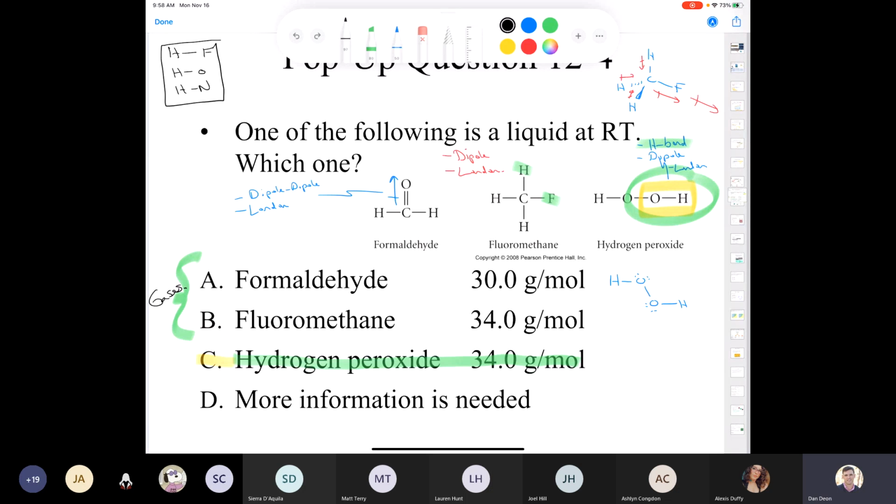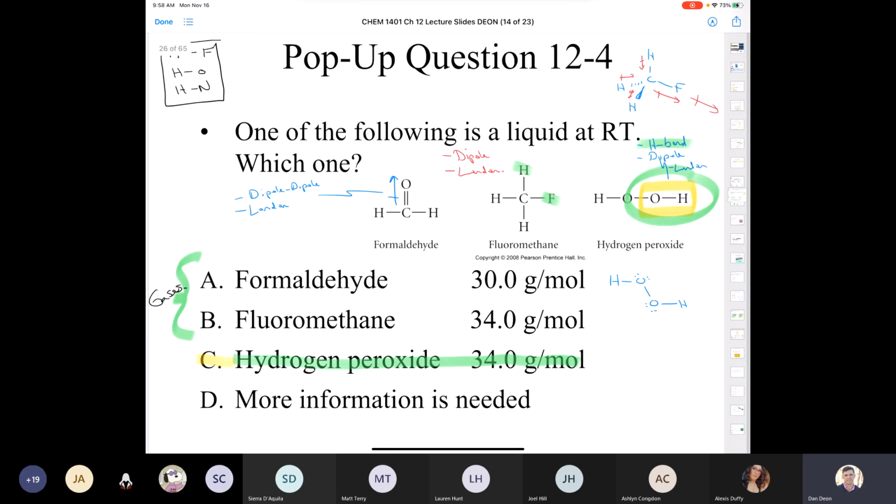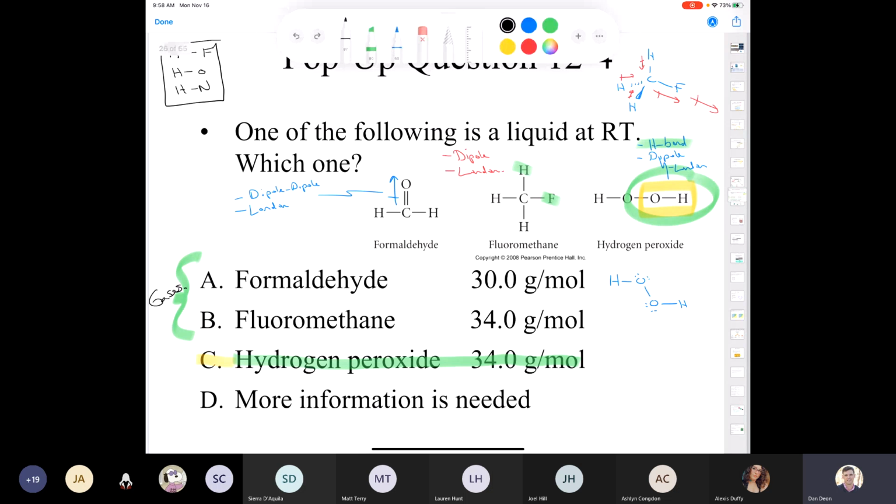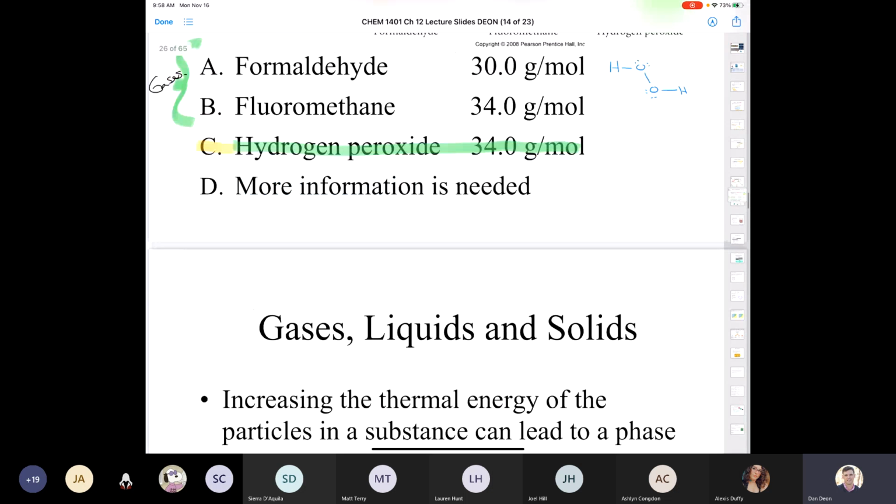Okay, good. All right. Look, if you want another example, look at formaldehyde. In formaldehyde, we have hydrogens, we have oxygens, but there's no hydrogen bonding, right? Because there's no hydrogen and oxygen bond. All right. Well, let's move on from there.